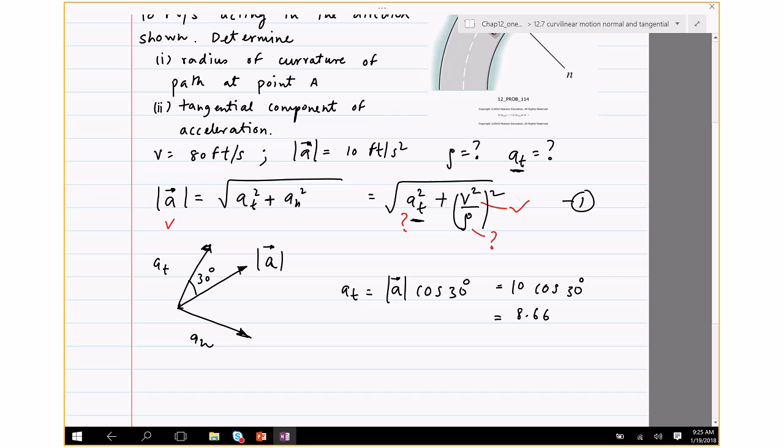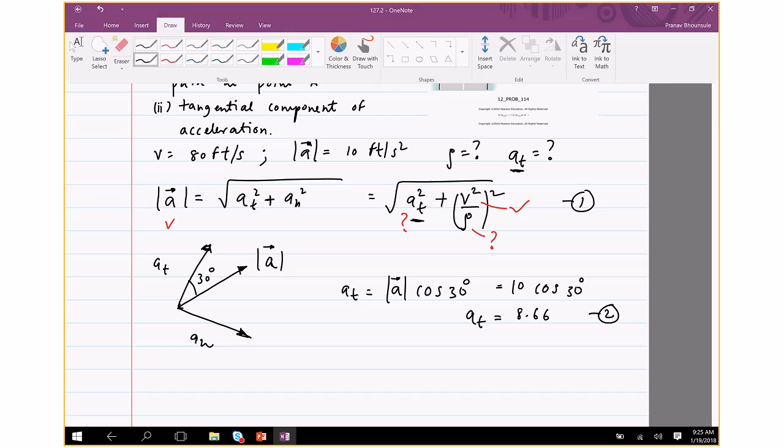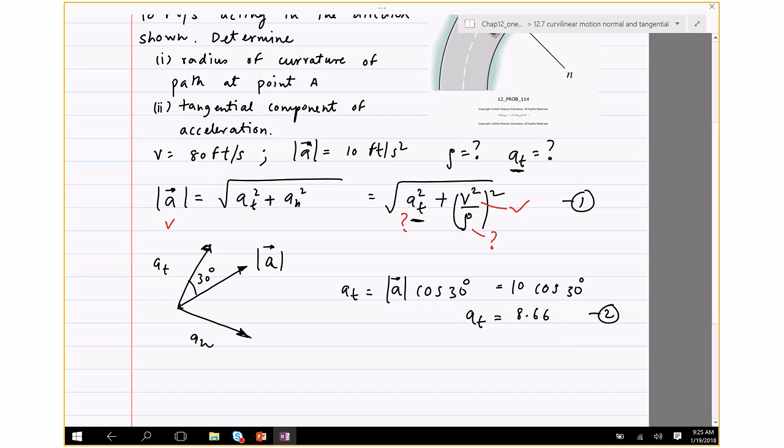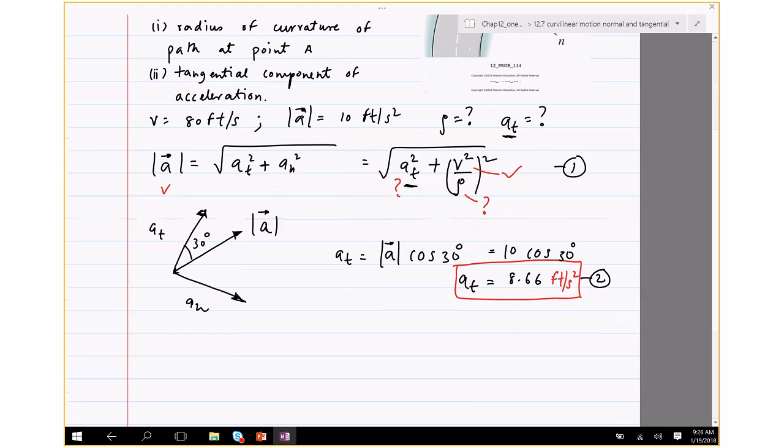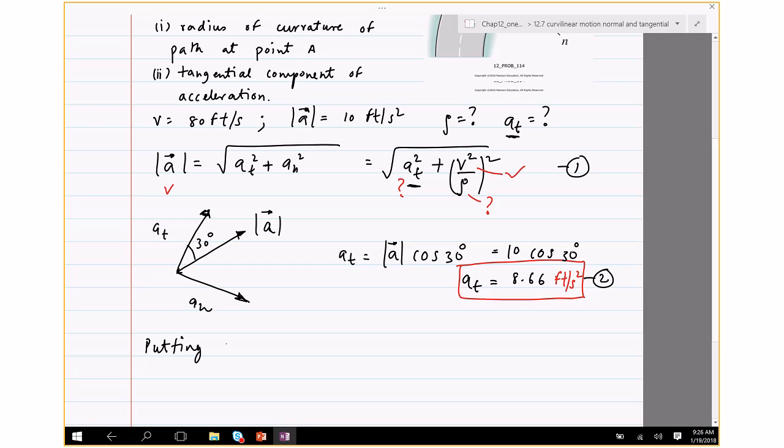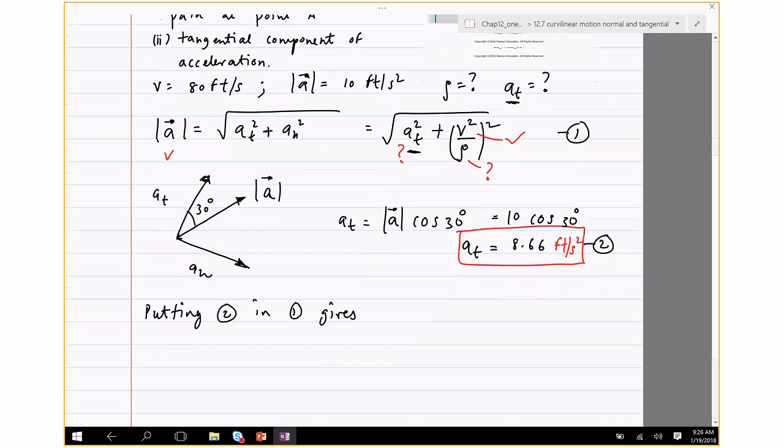So now going back to, I should put the units, feet per second square. Okay, so putting 2 in 1 gives 10 equals 8.66 square plus velocity square, so it's 80 square divided by rho. So I can solve for rho now because we have one equation and one unknown. It's 1280 feet.